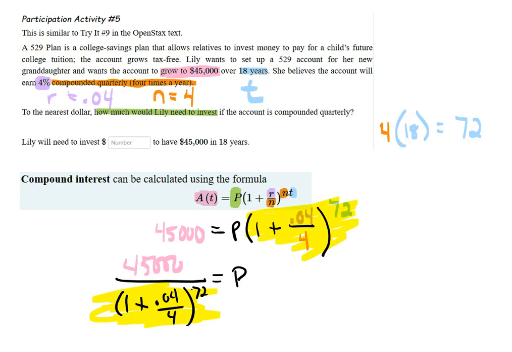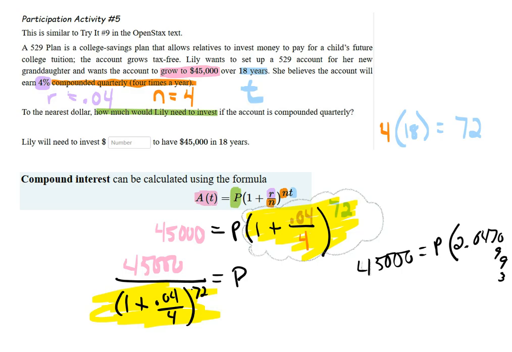Worst case scenario is you calculate this on your calculator, which I can just type in exactly as I see it. I've got a parenthesis, a 1, a plus, 0.04 divided by 4, close the parenthesis and raise it to the 72nd power. My left side is the 45,000, and then P times, I get 2.047099312.